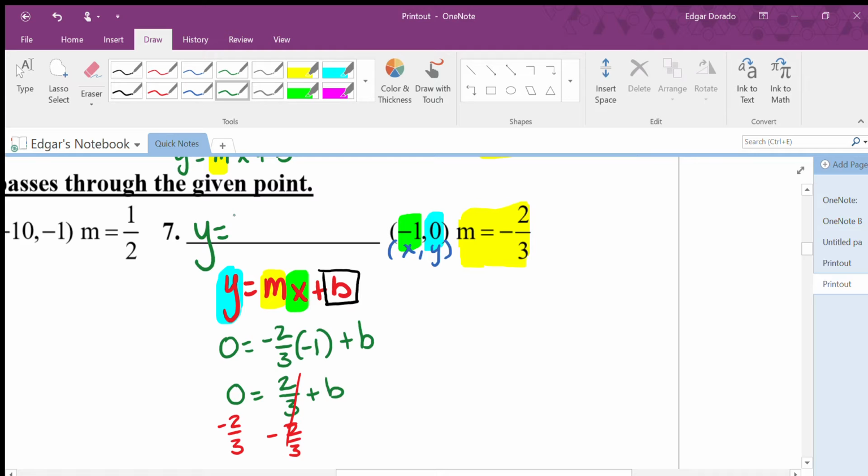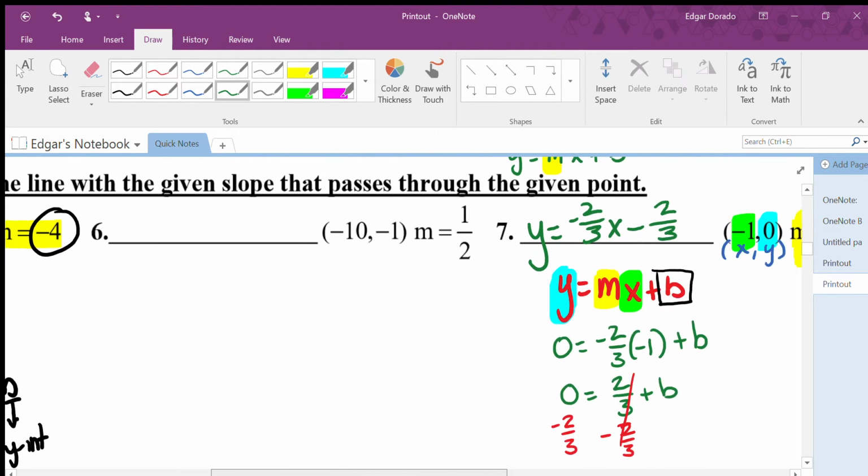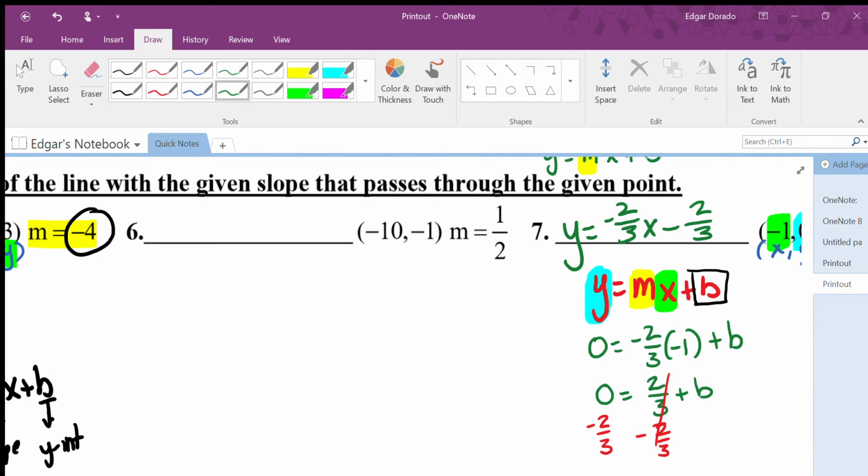So my final answer is going to be y equals -2/3 x minus 2/3, which I just found, my b value. Okay, this one just so happens that the m and the y intercept were the exact same number. Go ahead and pause the video at this time and please try out problem number 6.